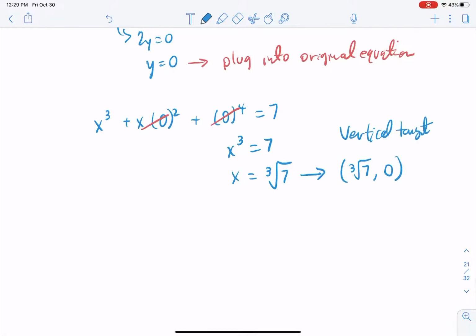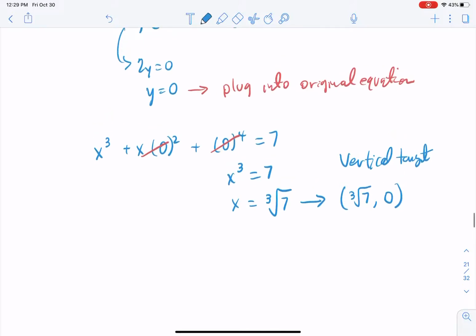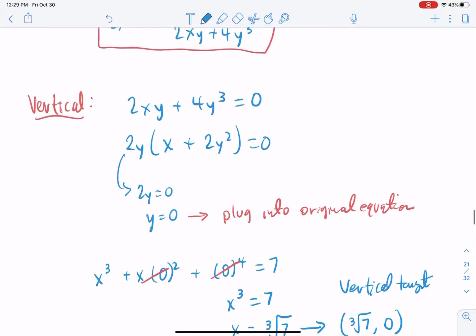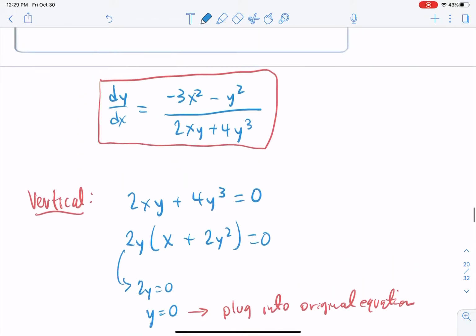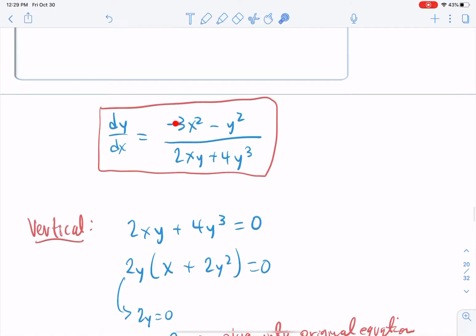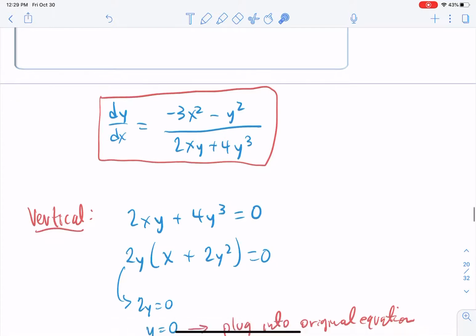I mean, well, I should say we have one as long as these numbers don't make the top equal to 0. Let's double check that, shall we? So the y-coordinate was 0, so that would be gone. If we were to stick the cube root of 7 in here for x, that is not going to be 0, so we're totally safe.